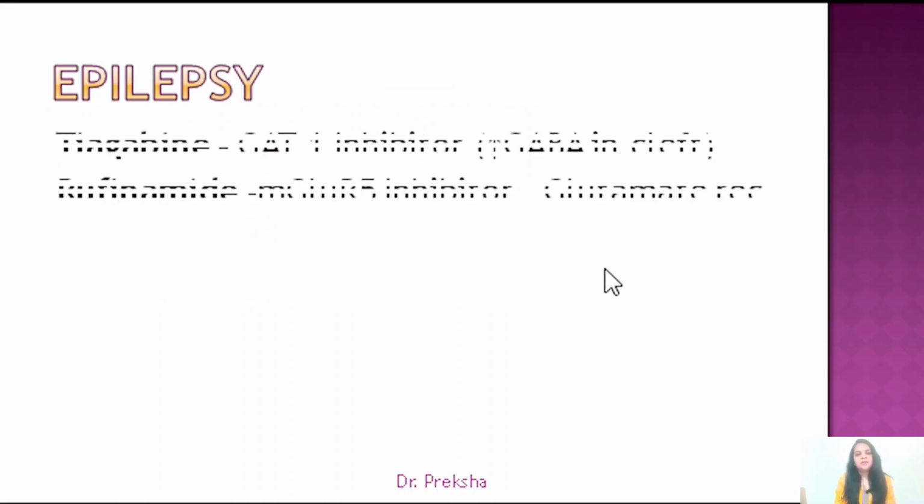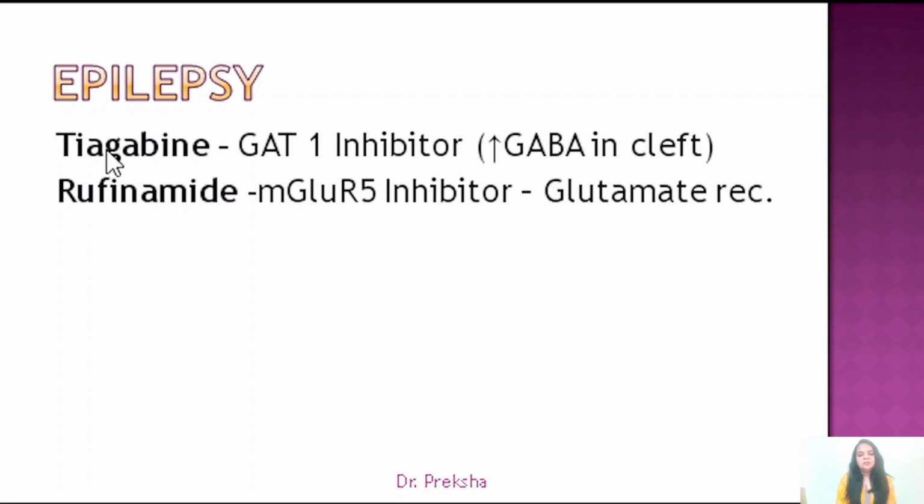Now coming to the drugs for epilepsy. These include tiagabine, which is a GAT1 inhibitor. It will increase the GABA level in the cleft. GABA is an inhibitory neurotransmitter, so when it increases, that will calm the brain. You can remember that it increases GABA: it has GAB in its spelling, and it is a GAT inhibitor. GAT starts with T, so it's a transport inhibitor.